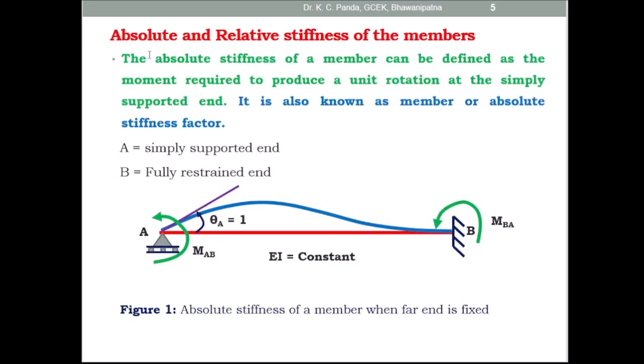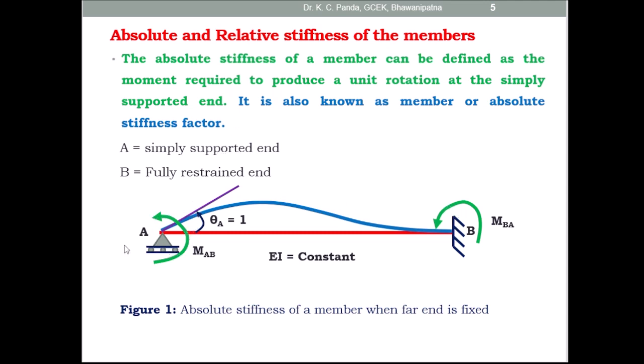Then coming to what is absolute and relative stiffness of the members. The absolute stiffness of a member can be defined as the moment required to produce a unit rotation at the simply supported end. It is also known as member or absolute stiffness factor.